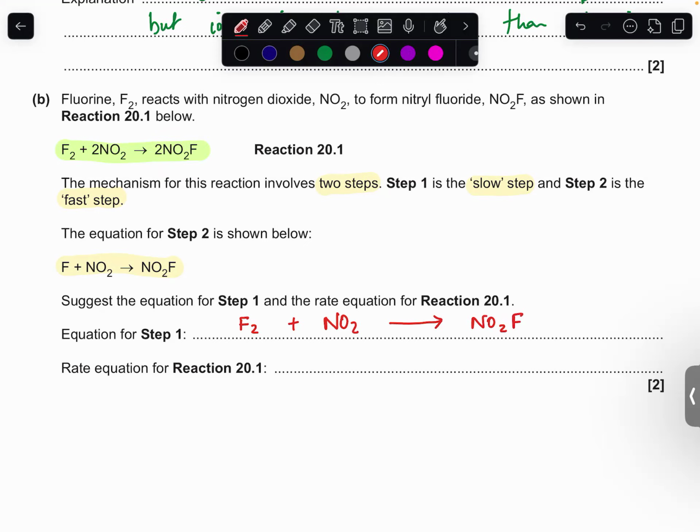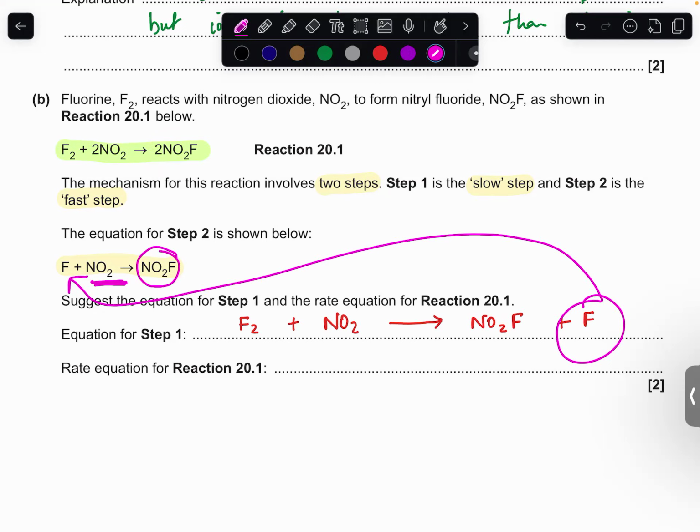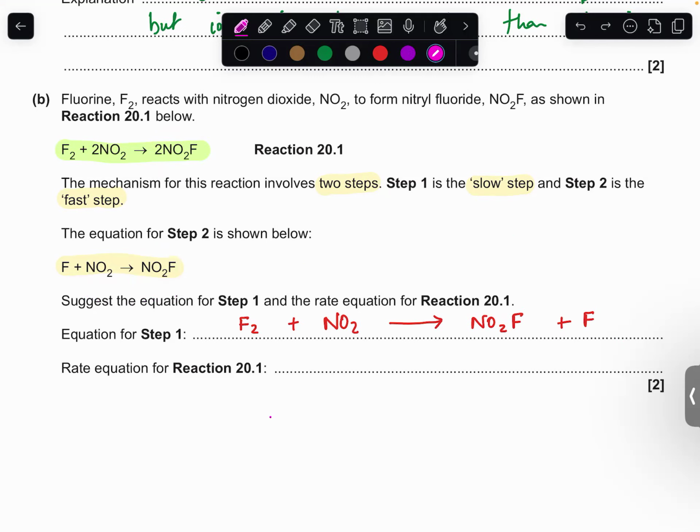And you see in this equation, a fluorine atom is still left over. That fluorine atom then goes into the fast step to react with the other NO2 molecule to give you the other NO2F, which confirms this is correct: if you combine step 1 and step 2, it gives you the overall equation. So I can quickly show you this.